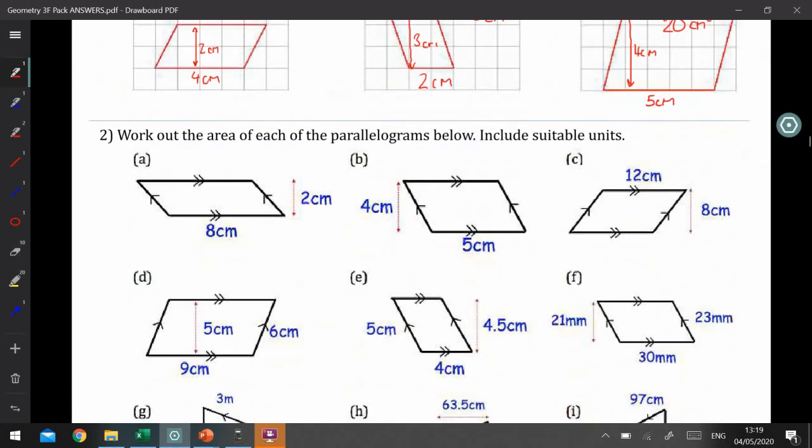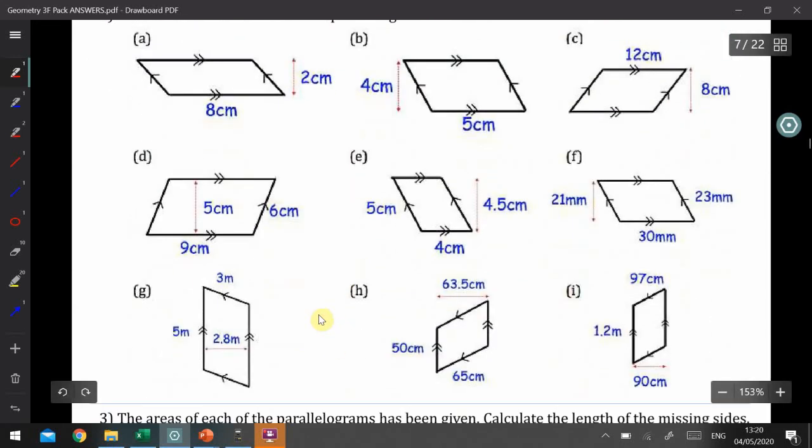Okay, number 2, exactly the same, just without a grid drawn. They've just given you the length. So we're just going to times base by height. You can pause the video, have a go at these, and then just use this video to check your answers. There's nothing particularly hard on here.